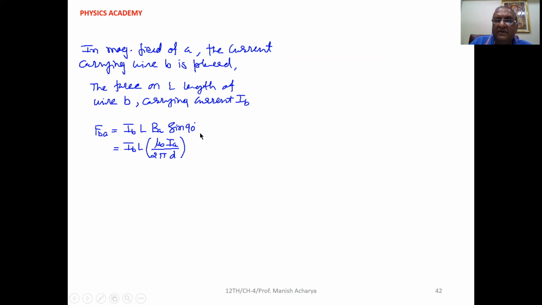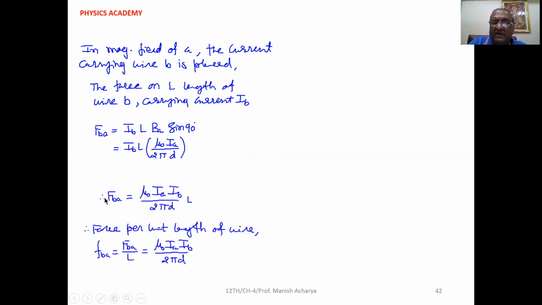But IBL, that is in X direction, and your magnetic field BA, that is perpendicular to the plane of paper going inside. So theta is 90. So you can write now force on B by A, that is IB L BA sine 90. So IB L BA, that is mu 0 IA upon 2 pi D sine 90, that is 1.